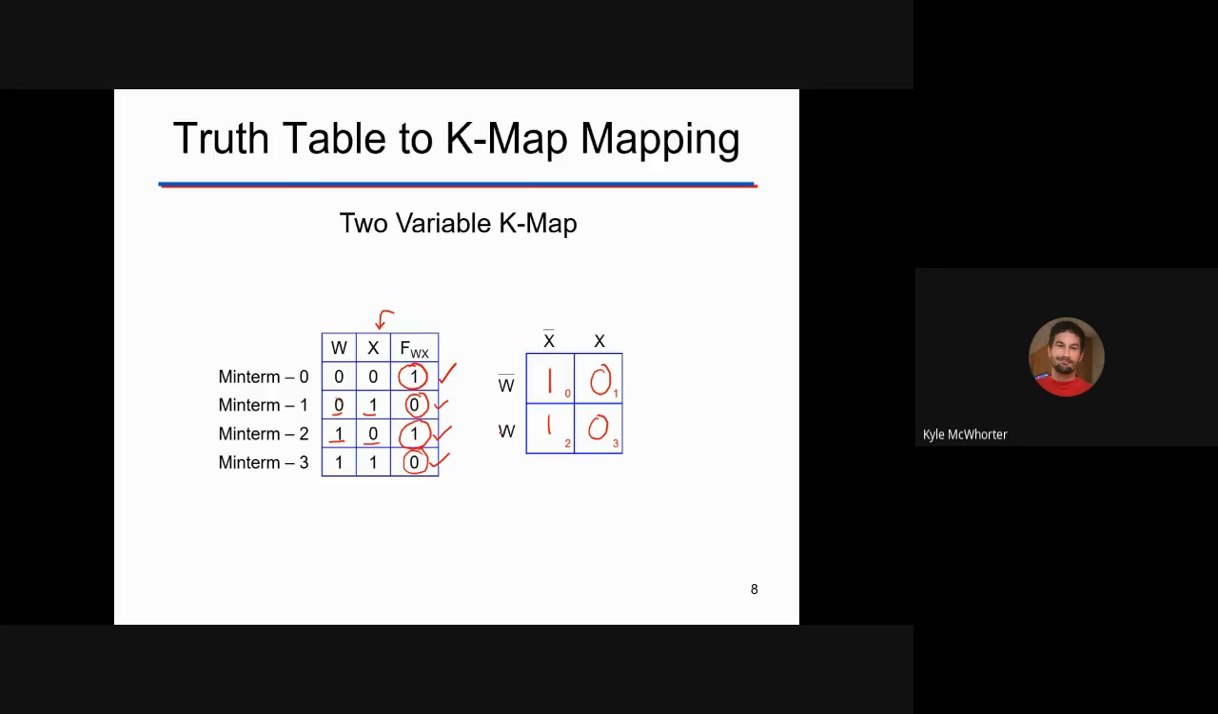So for a 2-variable K-map, that's how we would fill in the boxes. And if you notice, as long as you label it like this, not x, x, not w, w, then it goes like this, row 0, row 1, row 2, row 3. So that is for a 2-variable K-map.